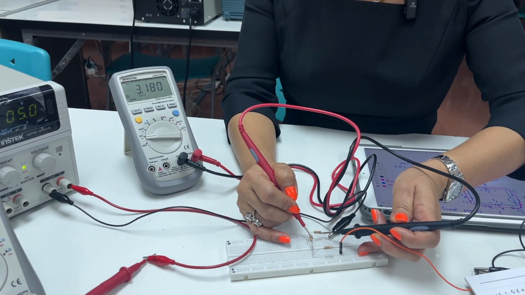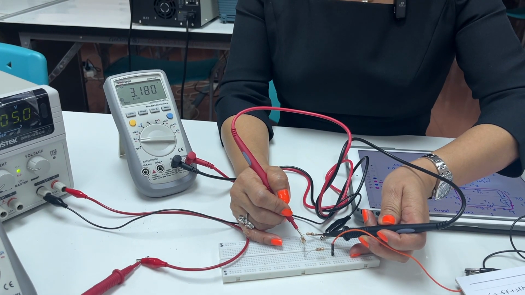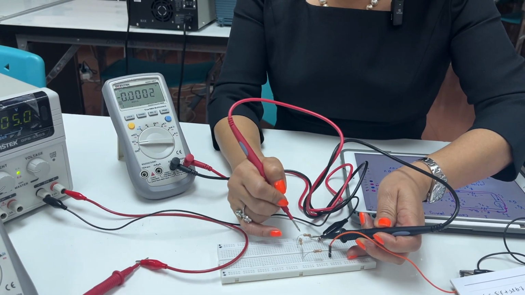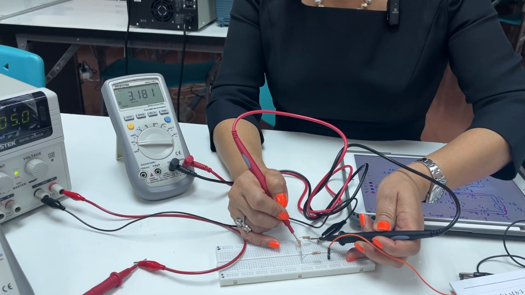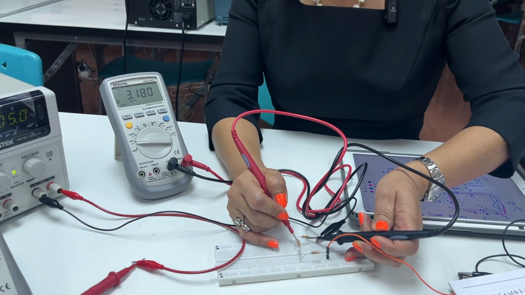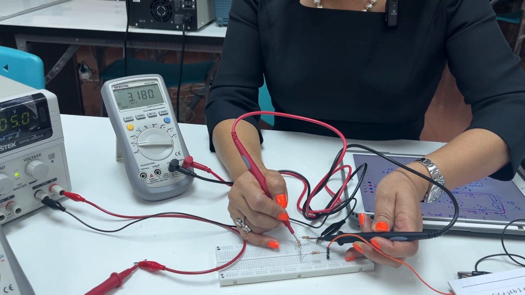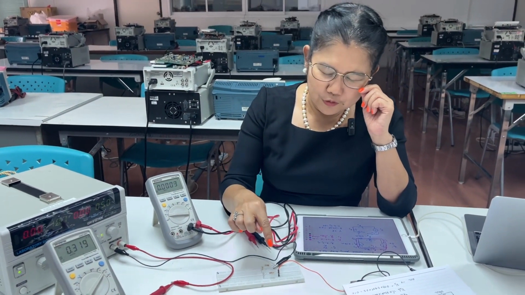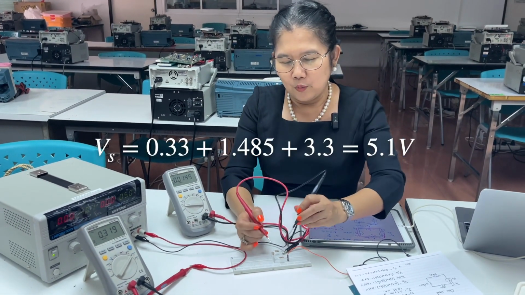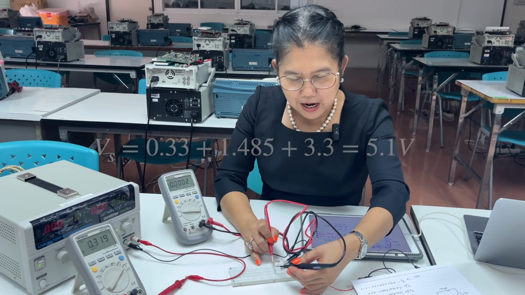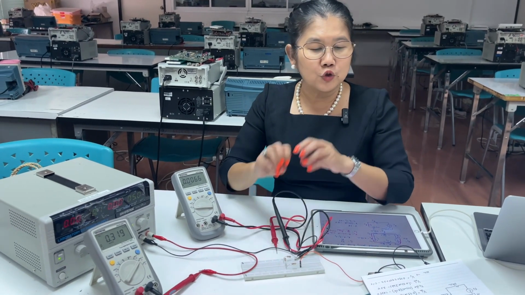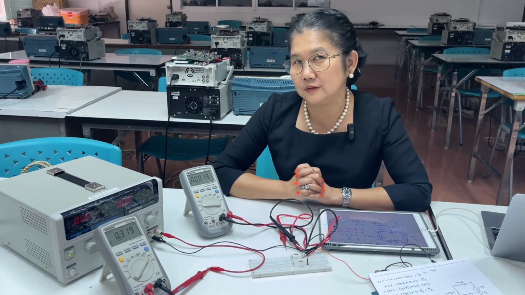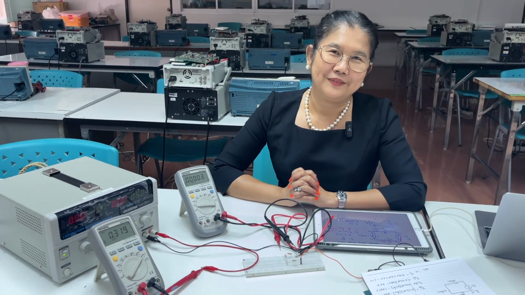So that means this is the correct way for Ohm's law. The current flows into this red probe on this side of the resistor. And if you add together the voltage drops across this 1K, this R2, and this R3, the result should be close to 5 volts. Okay, thank you.